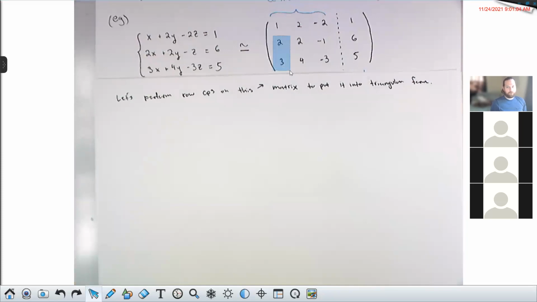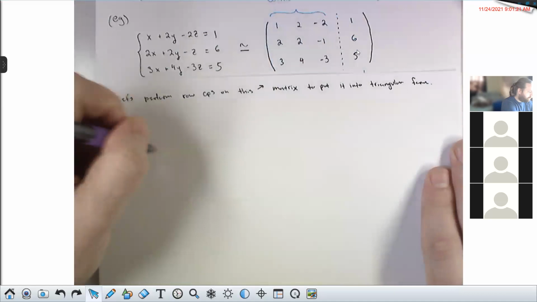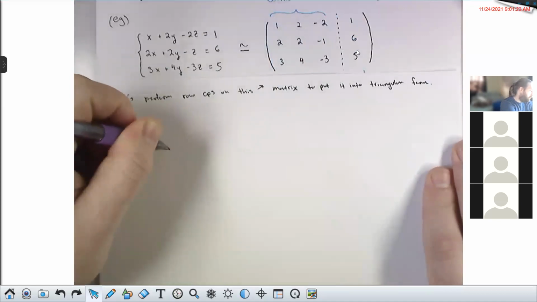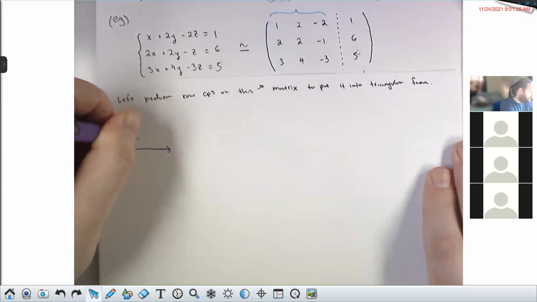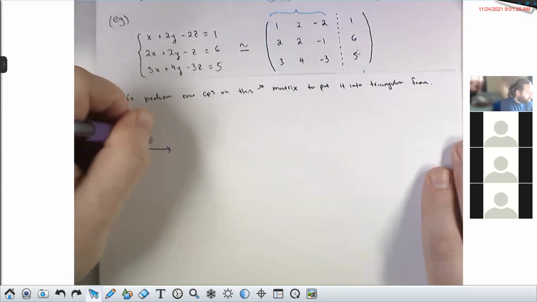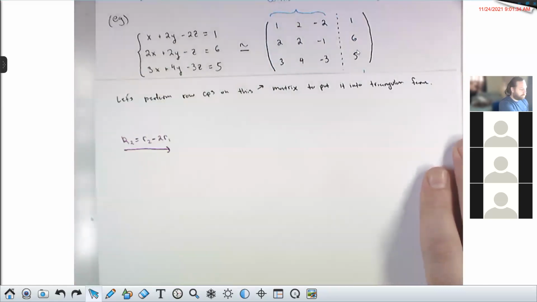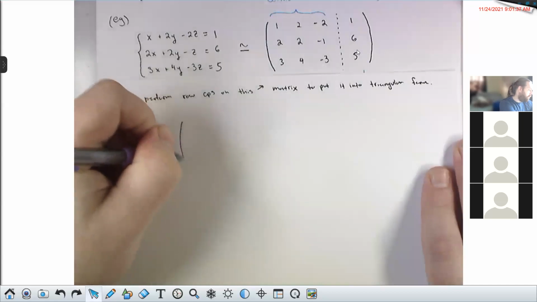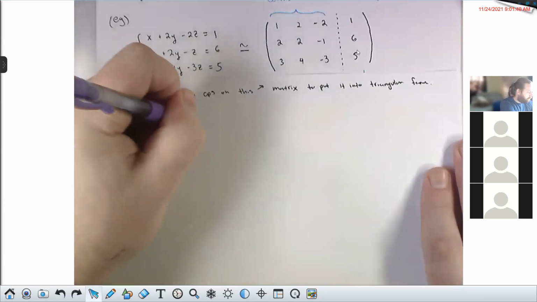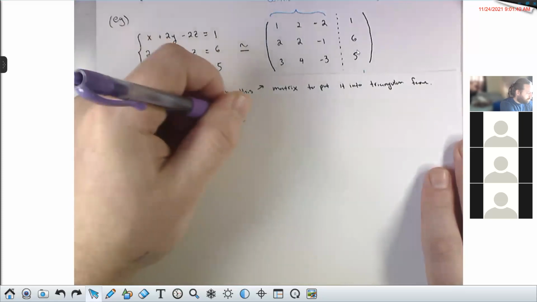So what I need to do is make these zeros, and then I make this a 0, right? How do I make these zeros? Well, let's see. I can take row 1, multiply it by -2, and then add that to row 2. So my new row 2 is going to be my old row 2 minus 2 copies of my old row 1. And that will get me a new matrix where row 1 is still 1, 2, -2, 1.